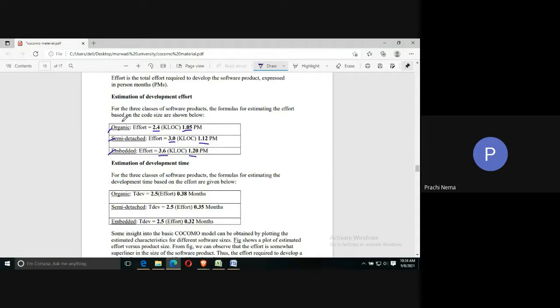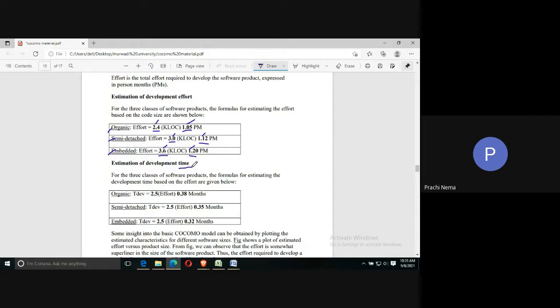First we will talk about the effort for each type of project. For organic, the value of A1 is 2.4 and A2 is 1.05. For semi-detached, A1 is 3 and A2 is 1.12. For embedded, A1 is 3.6 and A2 is 1.20. So you need to remember these constant values for each type of project. The kilo lines of code will be given directly, so you can put that value here.